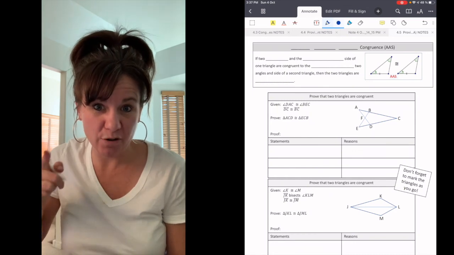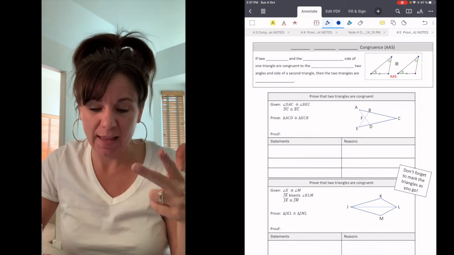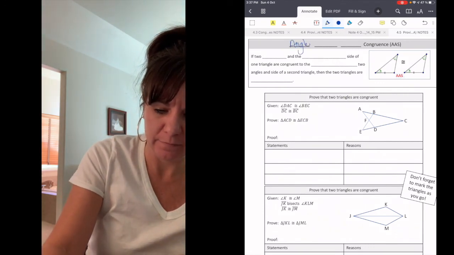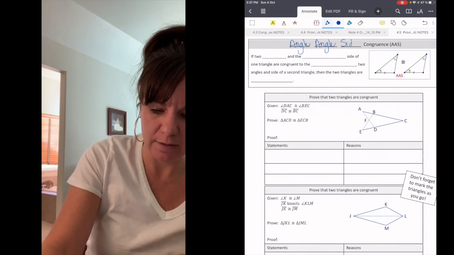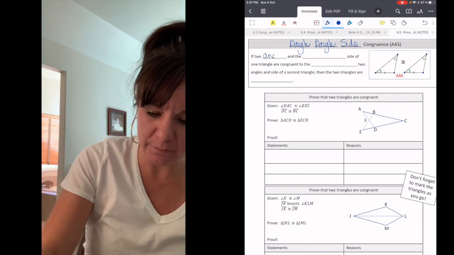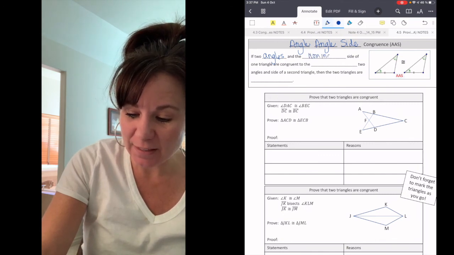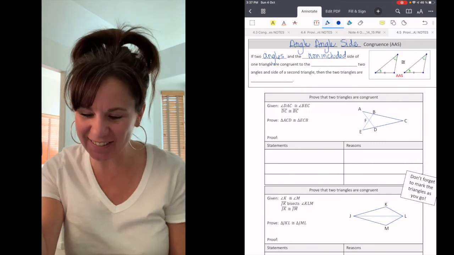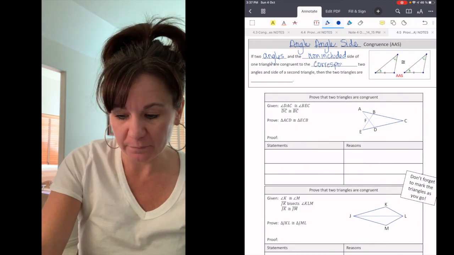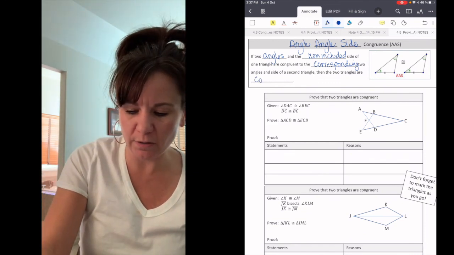Flipping over on the back, I have one more shortcut to show you. So we've done side, side, side, side, angle, side, angle, and the last shortcut that we have is angle, angle, side. For angle, angle, side, it says that if two angles and the non-included side, this time we're using the non-included side of one triangle, are congruent to the corresponding two angles and side of a second triangle, then we know that those two triangles are congruent.